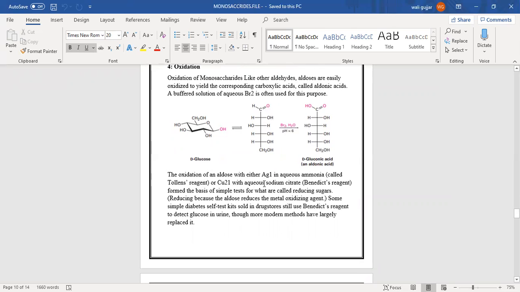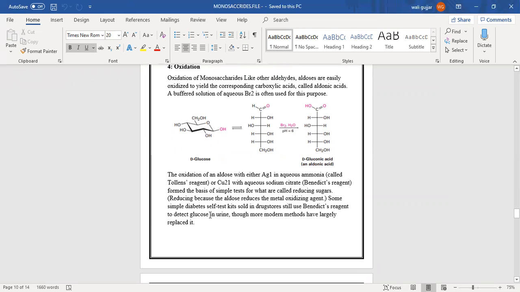The oxidation of aldose with either aqueous ammonia with silver nitrate, or copper with aqueous sodium citrate, forms the basis of simple tests for what are called reducing sugars. Actually, they are different reagents: Tollens reagent and Benedict's reagent. The oxidation takes place with either one of the reagents. Reducing, because the aldose reduces the metal oxidizing agent.